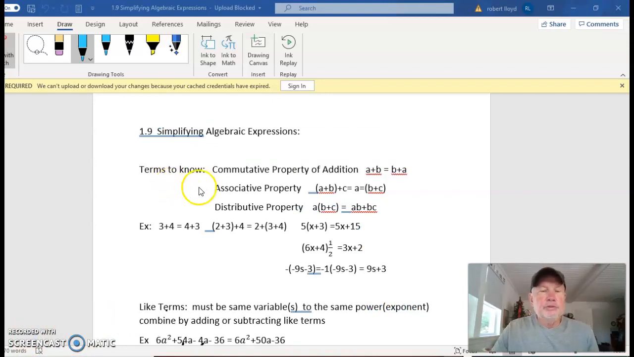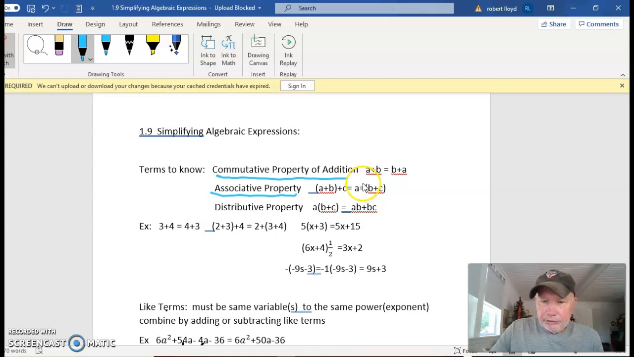I'm combining this video with 1.8. 1.9, simplifying algebraic expressions. Terms to know. Commutative property. A plus B equals B plus A. In other words, in addition, it doesn't matter which way you add two numbers. In subtraction, it most certainly does, but addition, it does not matter. Likewise, the associative property, if you're adding three numbers, the order that you add them does not matter.